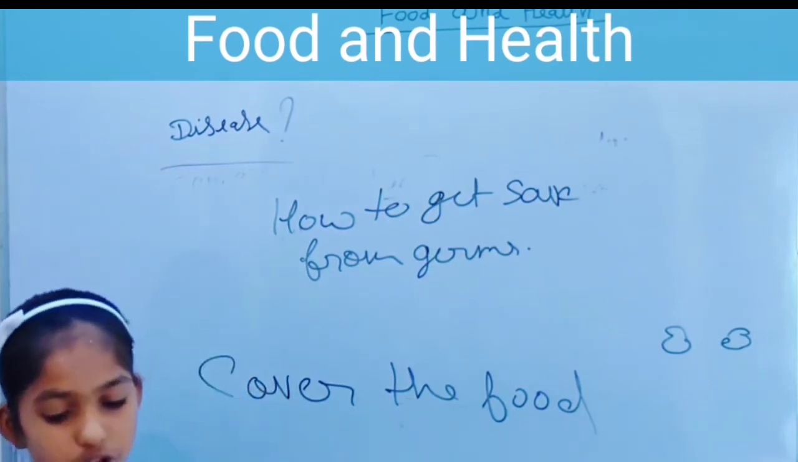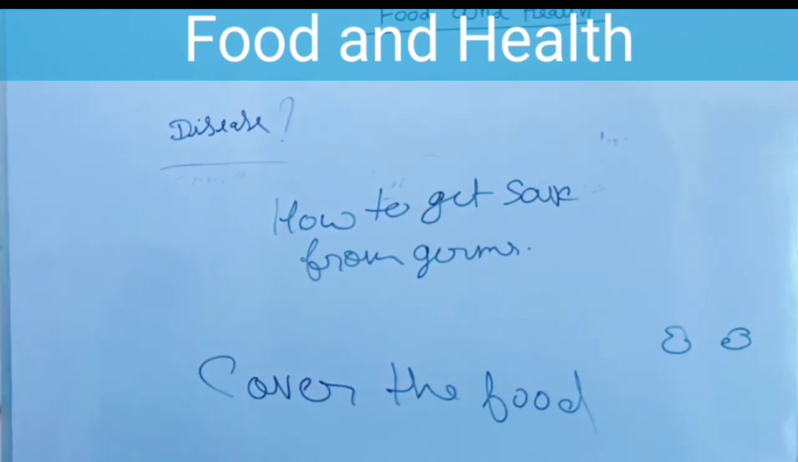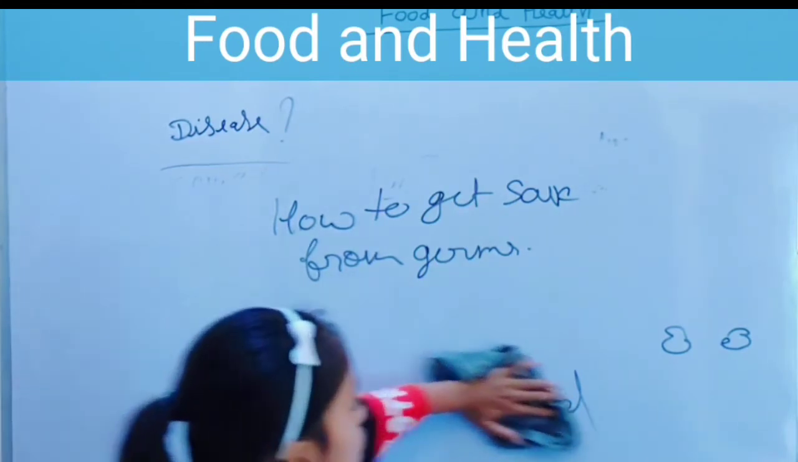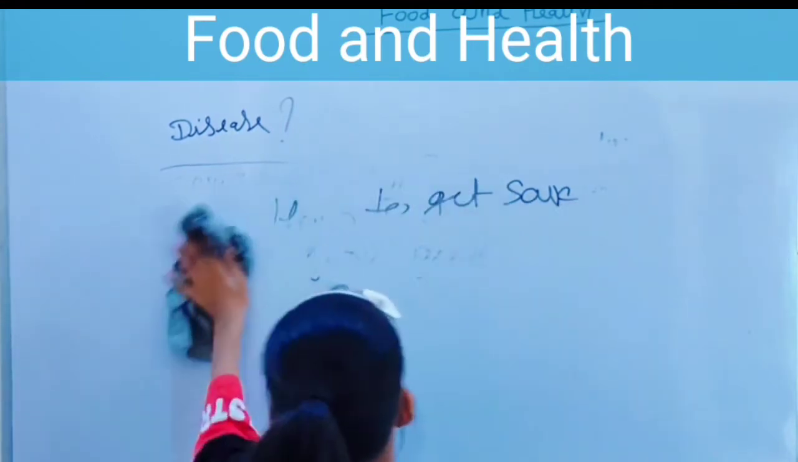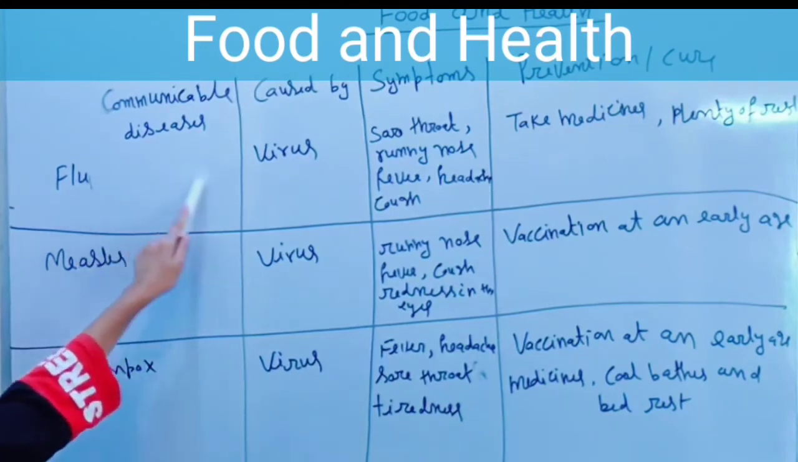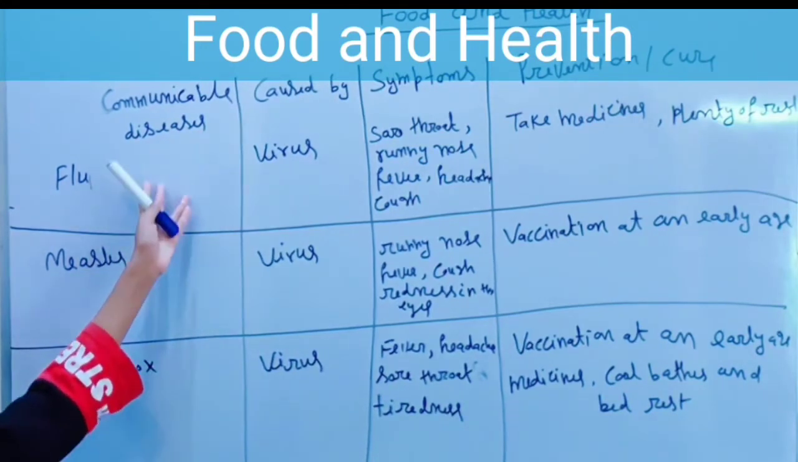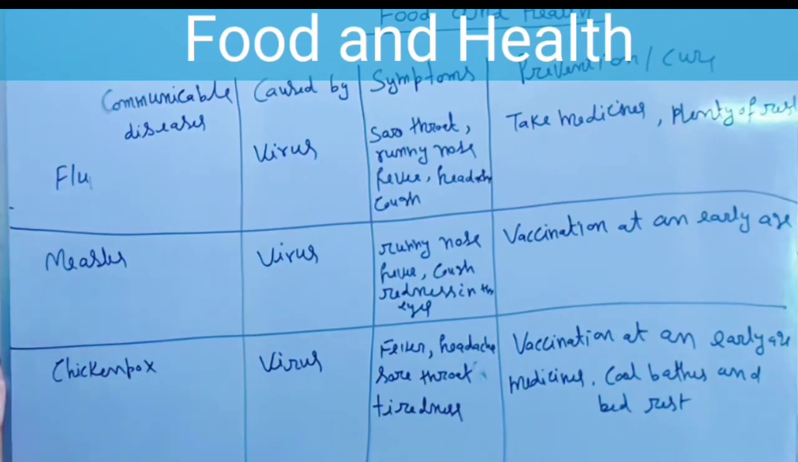Now I am going to give you some examples of communicable diseases and what causes them. These are the communicable diseases, which can spread, as I have told you. Here I am giving you 6 examples, but now I have written the first 3.